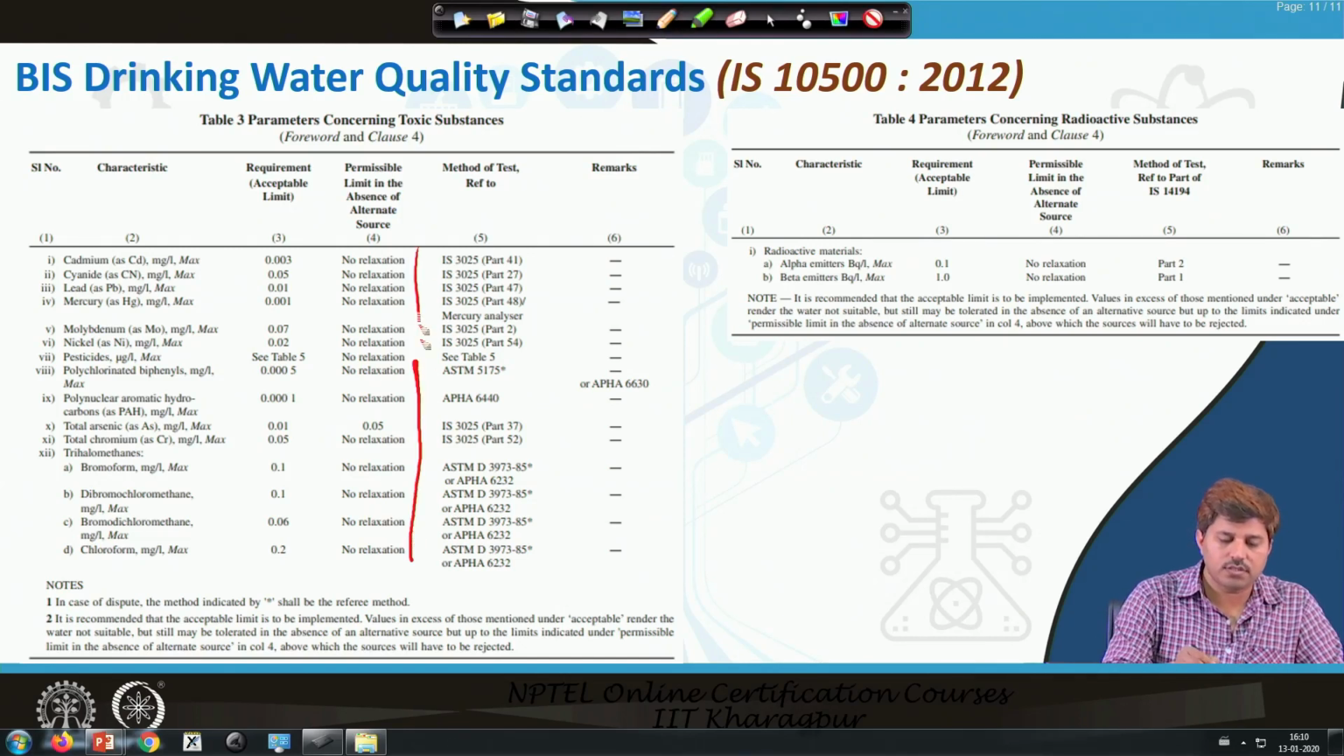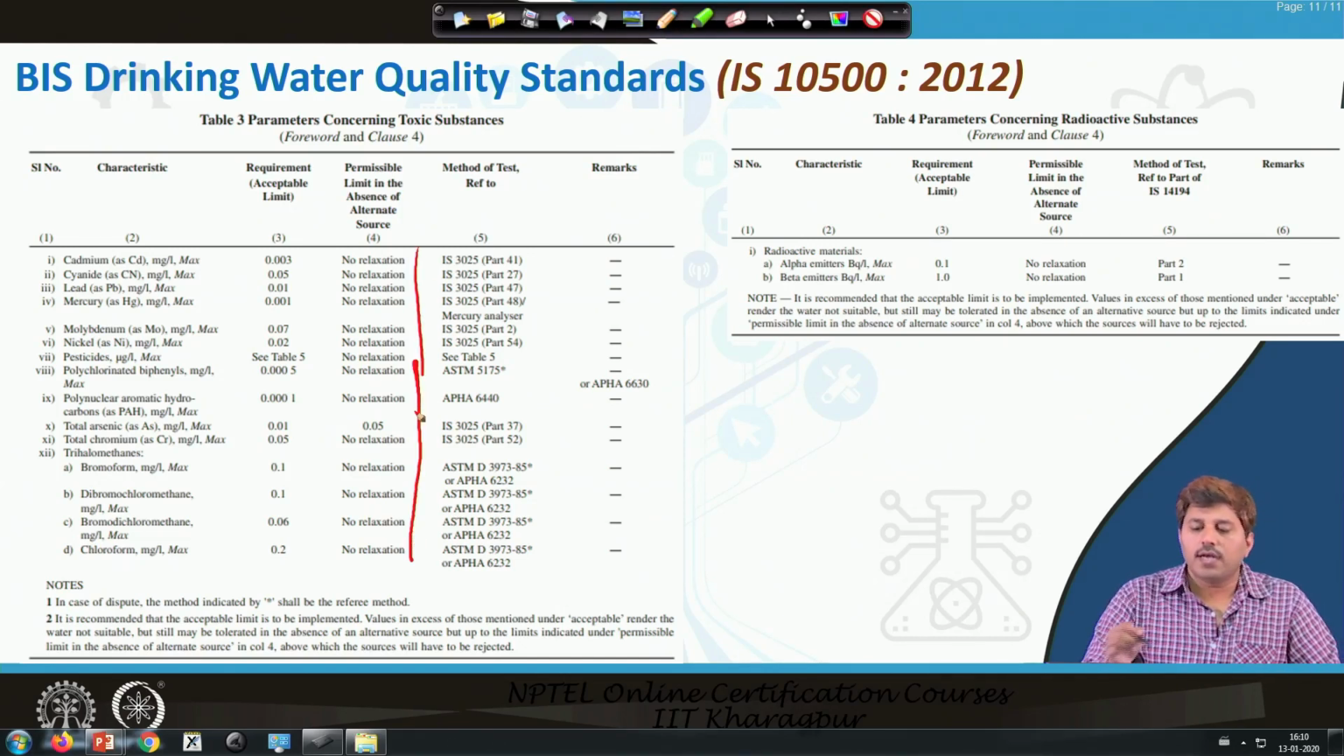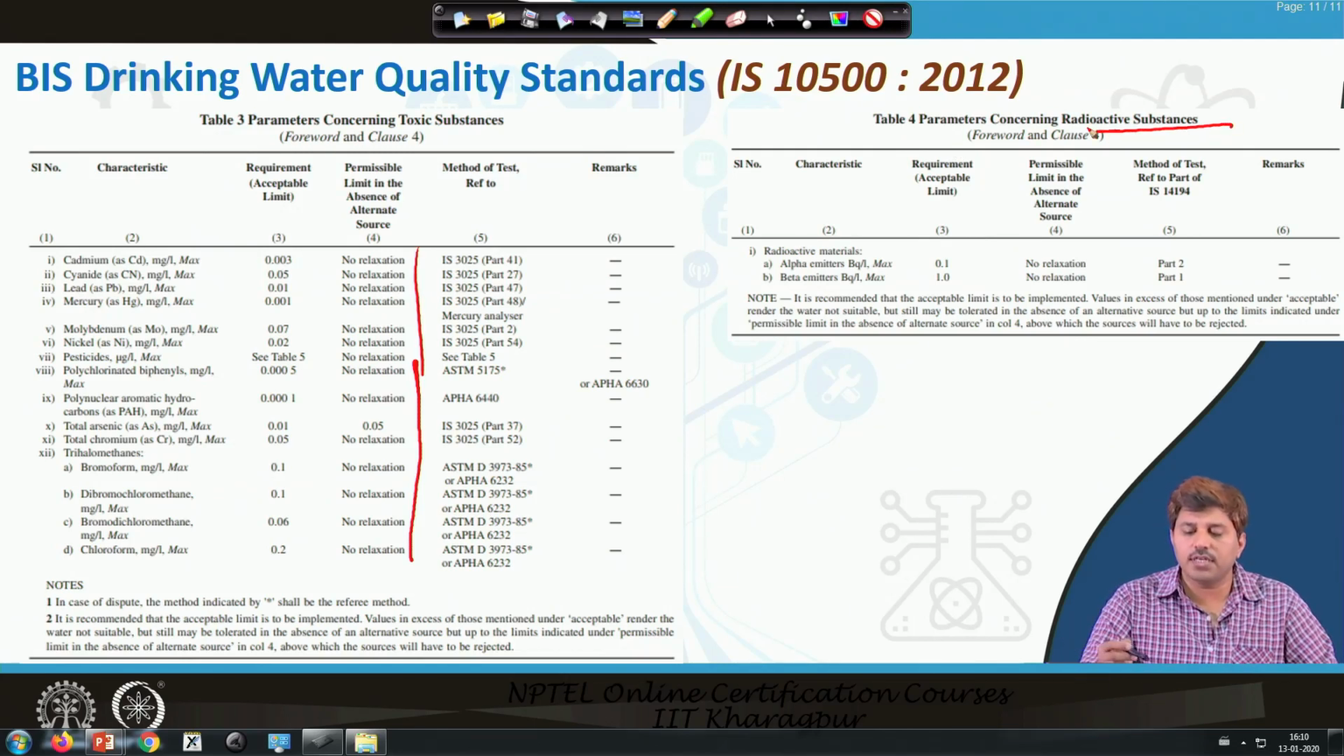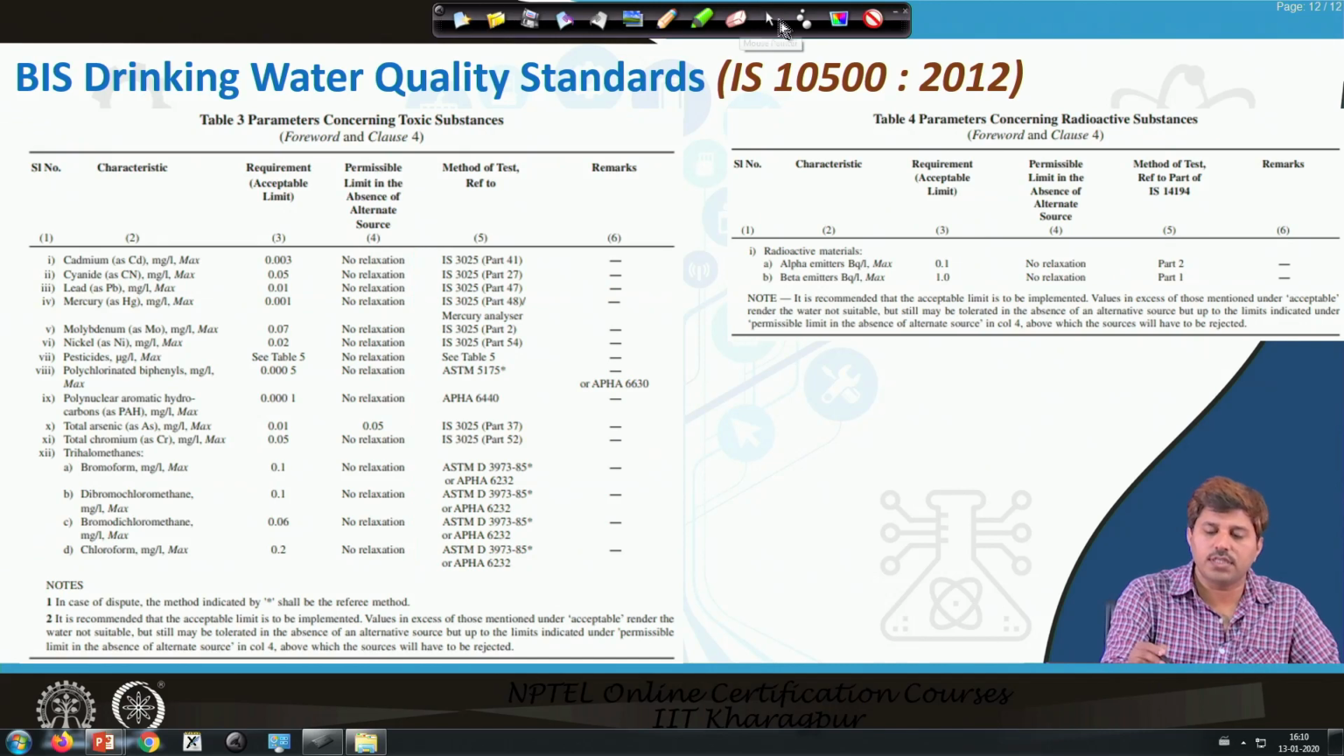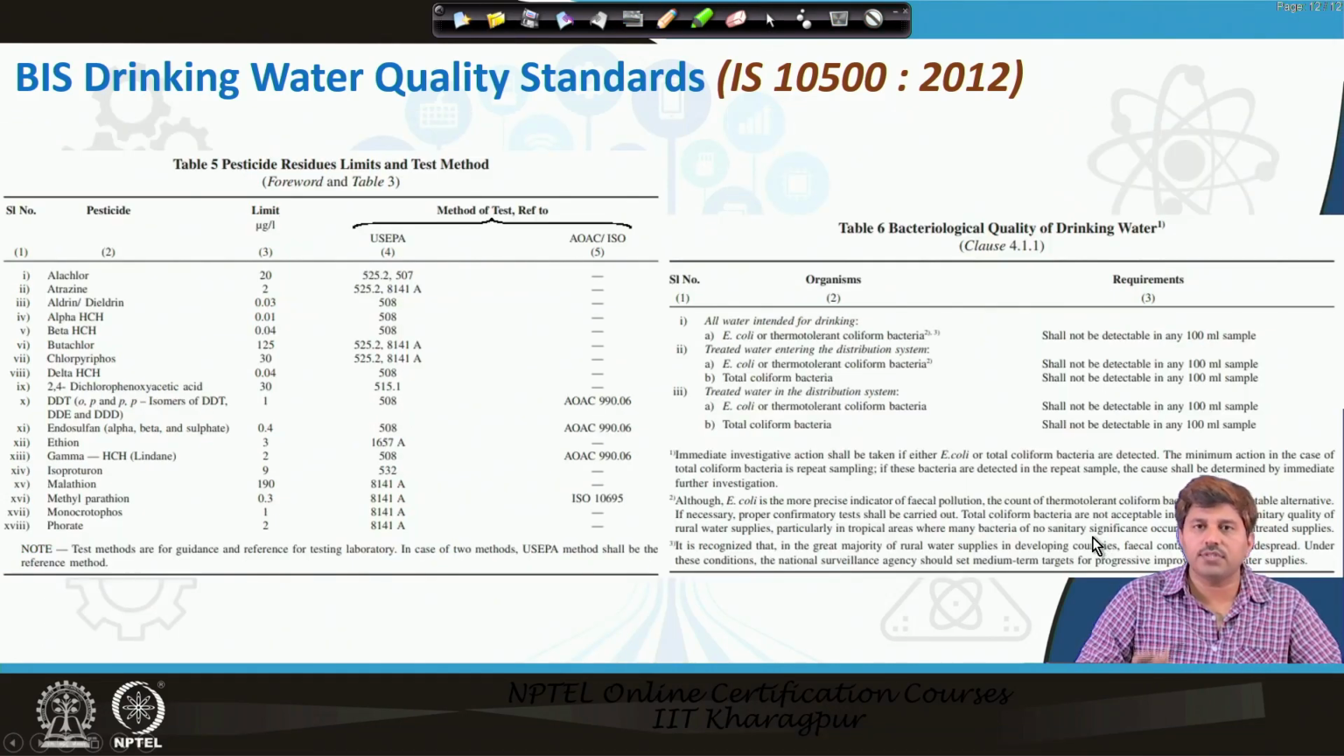Okay. The table 4 is for radioactive substances, the parameters which can be radioactive. So, we have alpha emitters and beta emitters. The guideline is 0.1 becquerel and 1.0 becquerel per liter. So, that is the guideline, and there is no relaxation for these radioactive elements. So, we have to see that radioactivity does not exceed this limit.